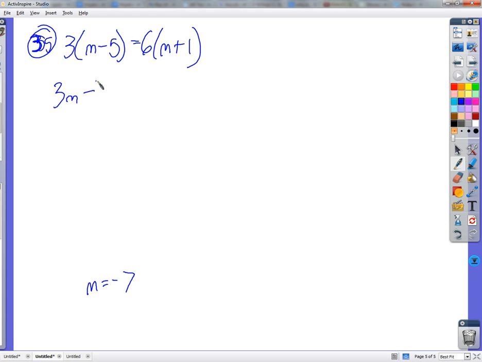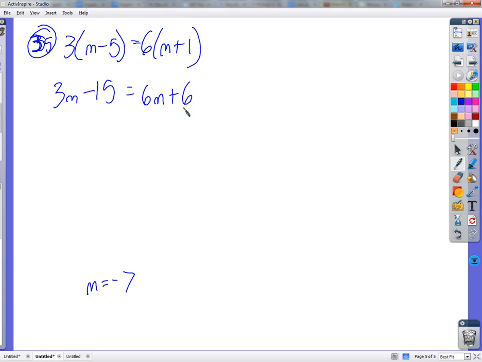3m minus 15. Do we have to distribute on both sides? Yes. Is that an on both sides thing that you have to do? No, we're not changing the value of this side, are we? So we don't have to do the same thing to both sides, right? I guess we could change the rule to change the value of both sides in the same way. But we haven't changed the value. But we will go ahead and distribute it. But it's not because we have to do the same thing on both sides.